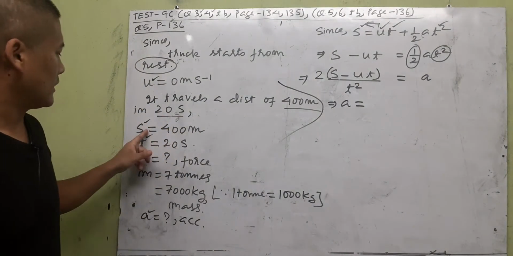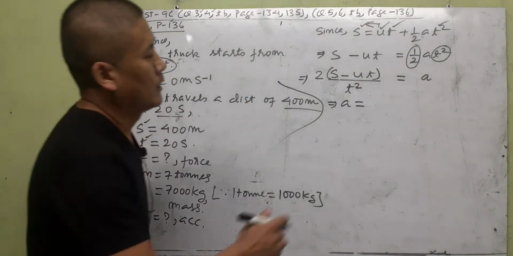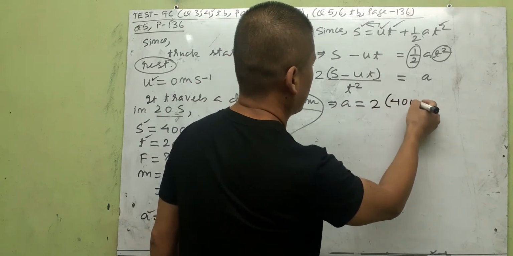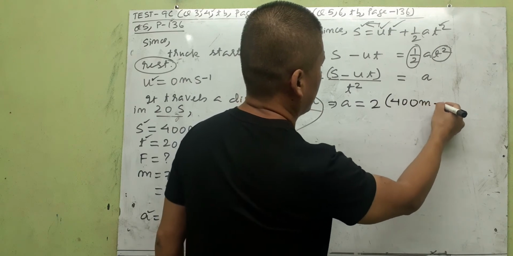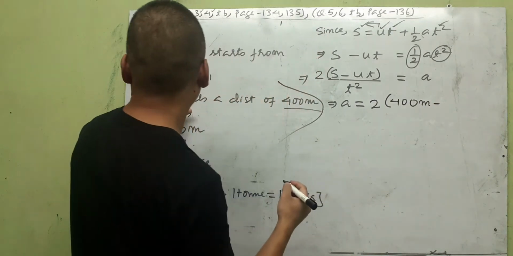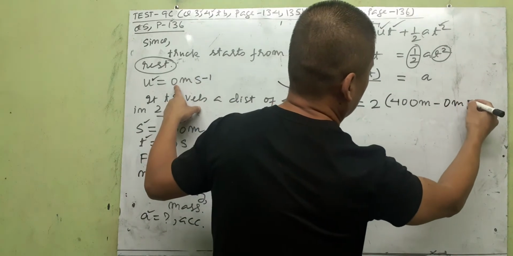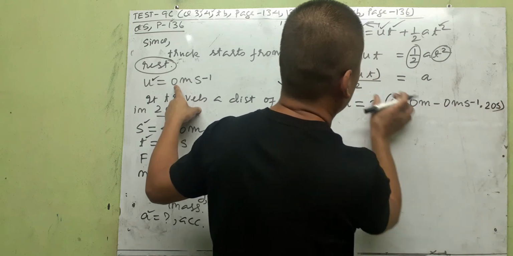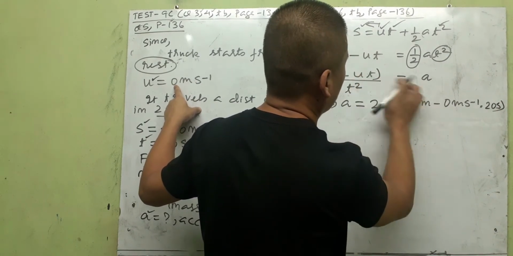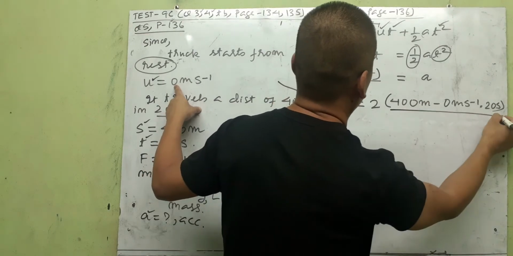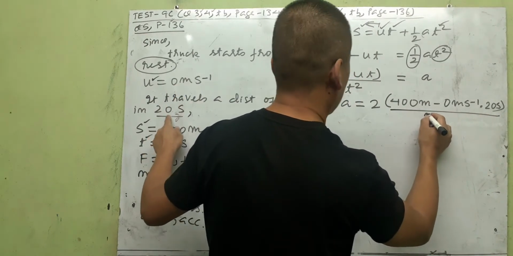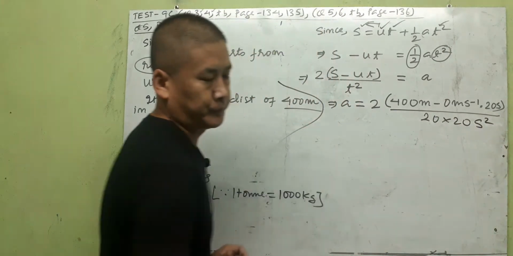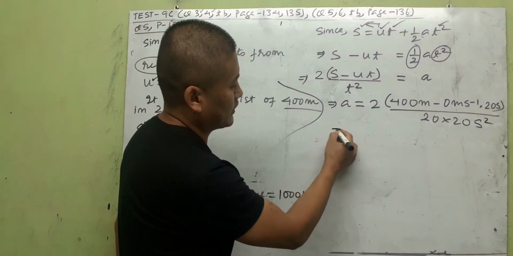See, S, U and time are given, so we get here 2 into S, which is 400 meter, minus UT, U is 0 meter per second, into T which is 20 seconds. So 2 into S minus UT, divided by T square. So T is 20 into 20. T square means second square. So we got that. Now it's a matter of patiently doing it.